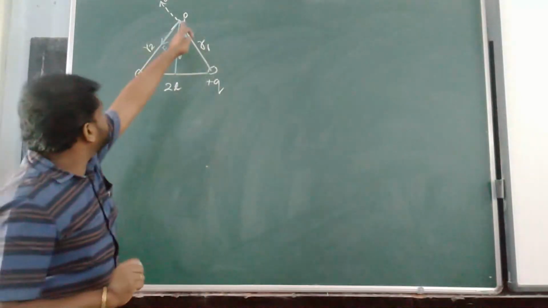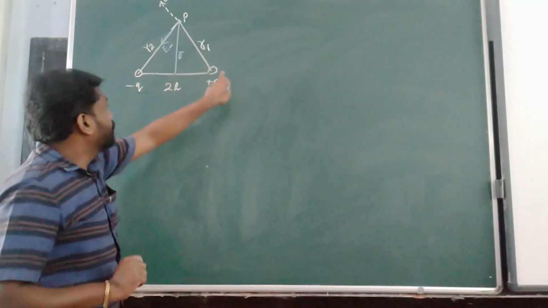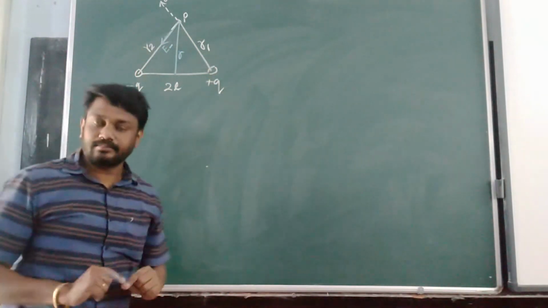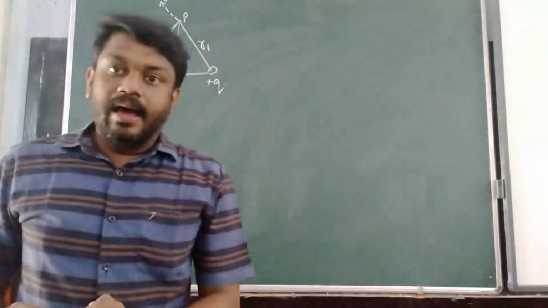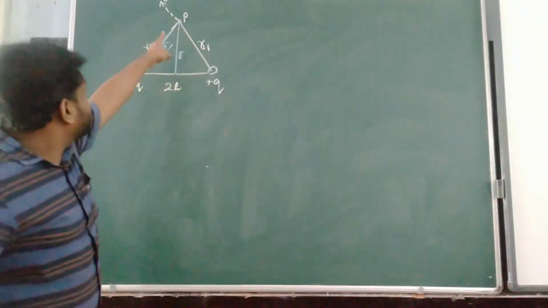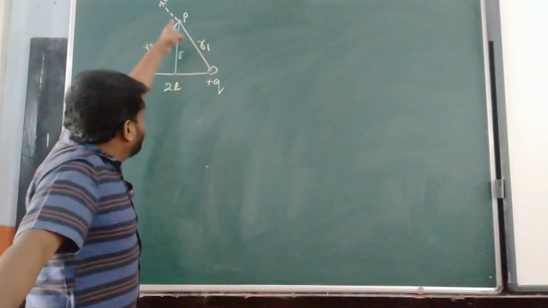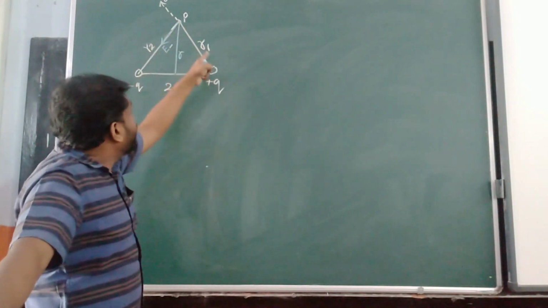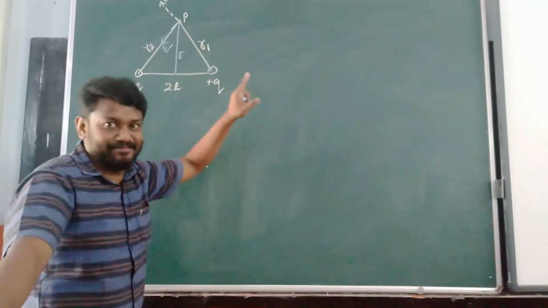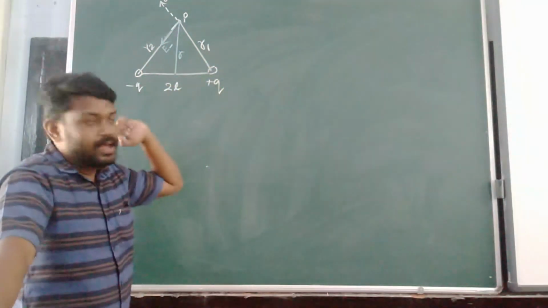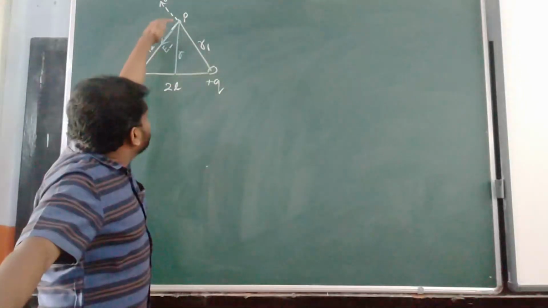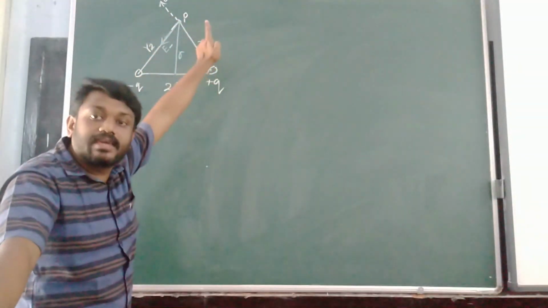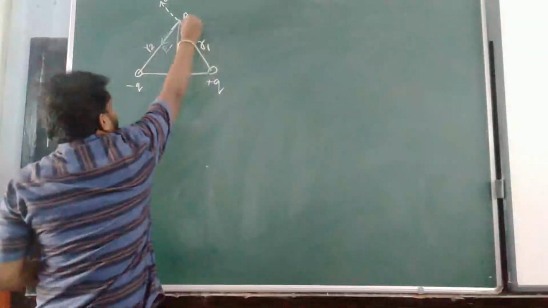See, this P is at a distance R1 from plus Q and R2 from minus Q. Since the point P lies on the vertical bisector, we can say that R1 and R2 are the same, R1 equal to R2. To find the field intensity at the point P, what to do? Again, do the same: keep one coulomb positive charge at the required point.